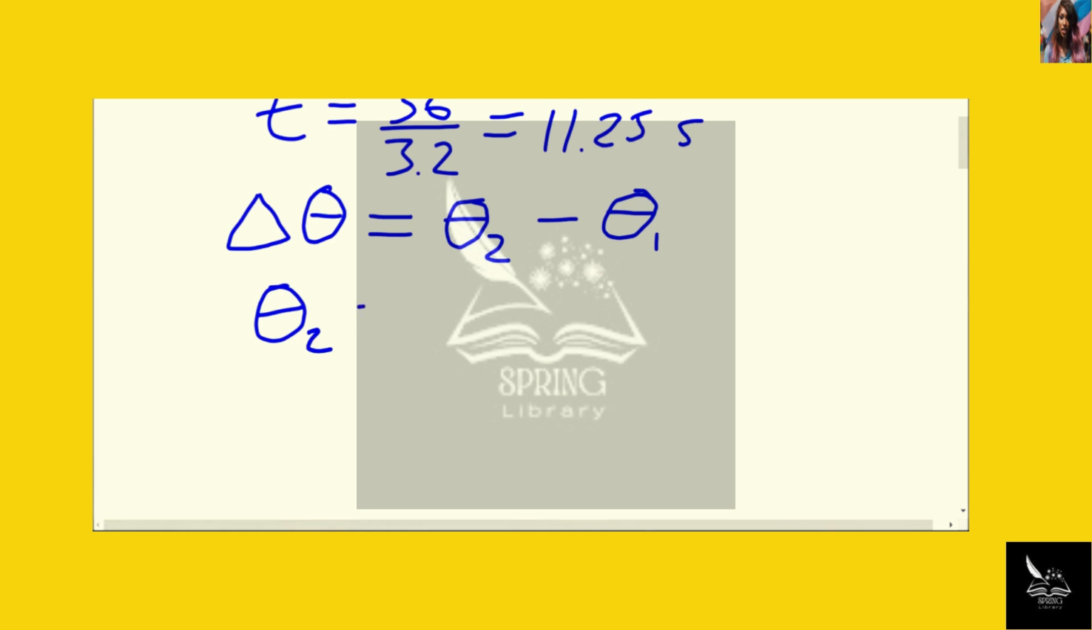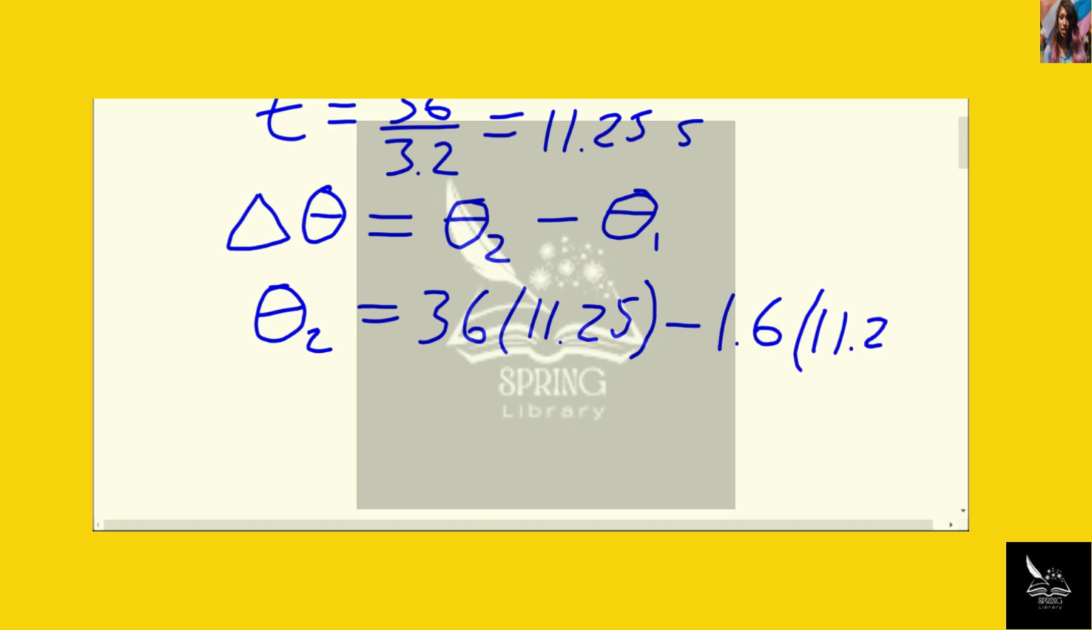So for theta 2, 36 times 11.25 seconds minus 1.6 times 11.25 squared. And that simplifies to 202.5 radians.